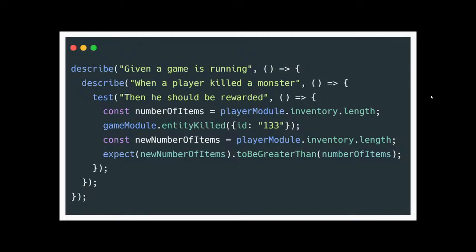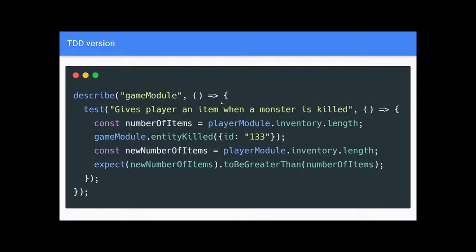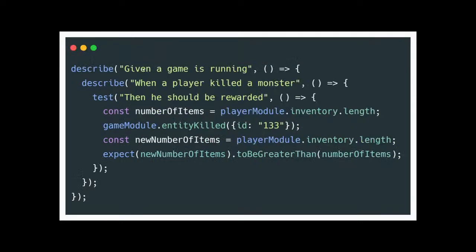We are basically checking if the implementation works, but more from the perspective of the system and with behavior in mind. Because again, the game module gives the player an item. Given a game is running, when a player kills a monster, then he should be rewarded. Again, this is a more BDD-oriented approach, but the test code is more TDD-oriented. We are checking implementation, but for a very specific situation.